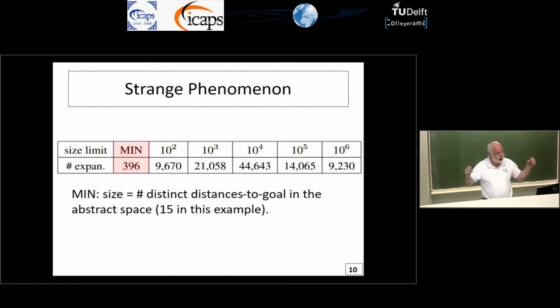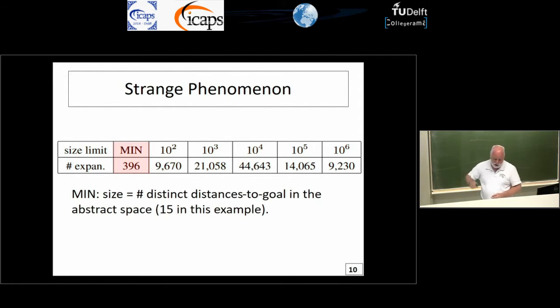It will never combine two different abstract states if they're different distance from the goal. So the absolute smallest that you can have with an H-preserving abstraction is one where you have a single state for every different distance from the goal. In this particular example, that would be 15 abstract states.